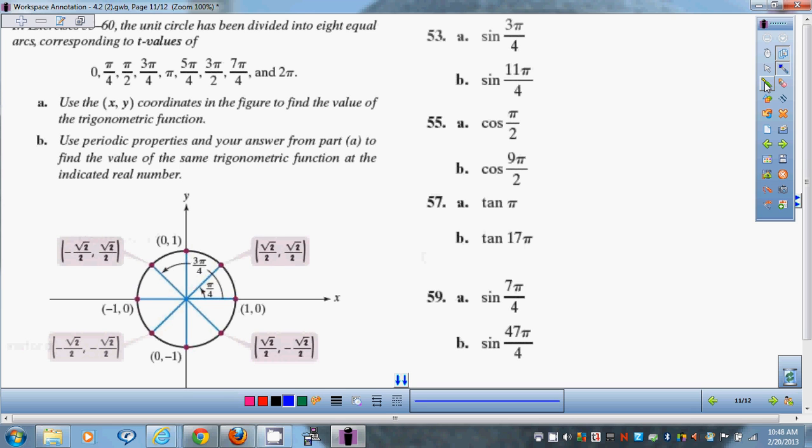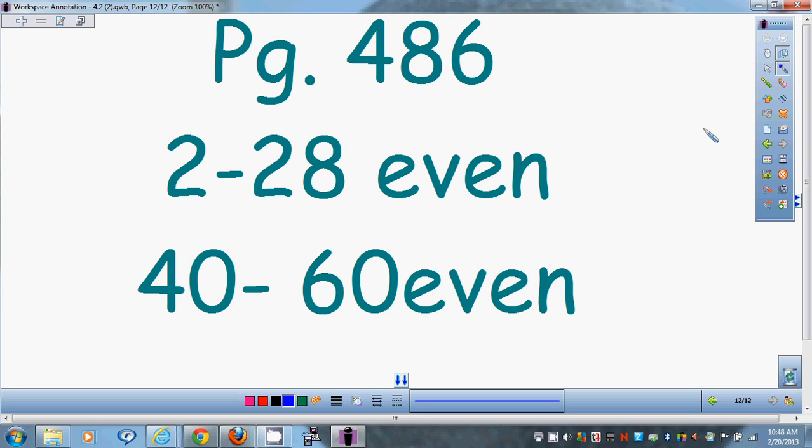There you go. Now, you should have done 4 through something yesterday. Add this to yesterday's assignment. 6 through 24. So really all you have to do are 2, 4, and then 26, 28, and then the bottom part. Add this to yesterday's assignment.